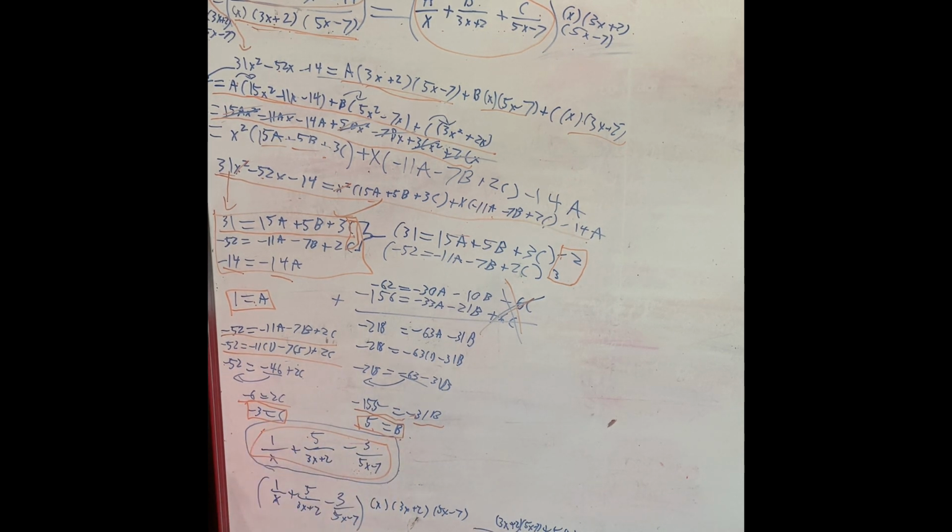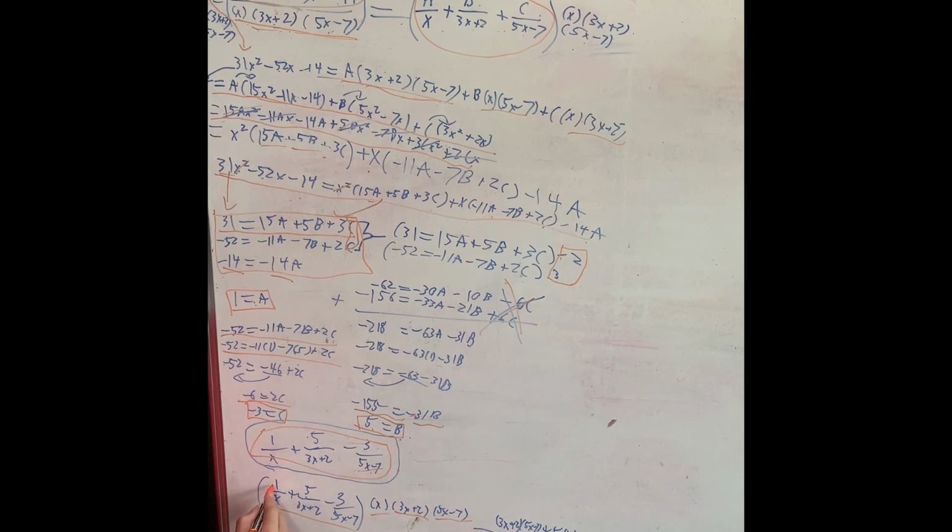But to check your answer, what you're going to do is add all of these fractions together and check if it equals what you originally had up here. So we're going to multiply out all of our denominator terms to get a common denominator: x, 3x plus 2, 5x minus 7. Once we multiply those out, we get that this bottom term is the same as at the top here, because it's the same factors: 15x cubed minus 11x squared minus 14x, our denominator.